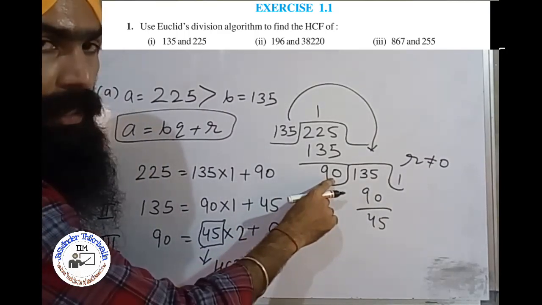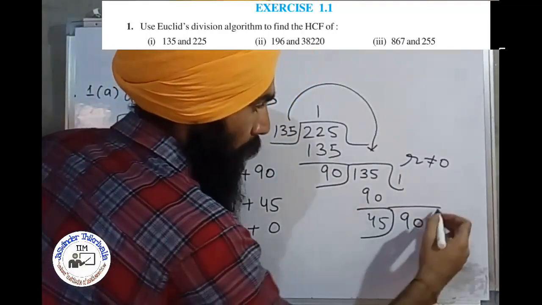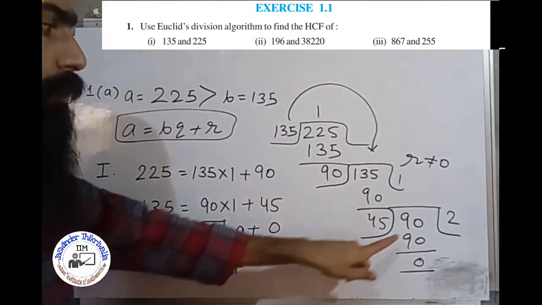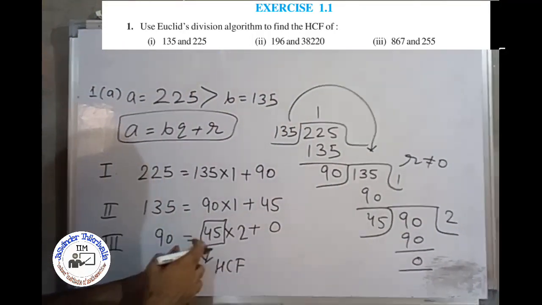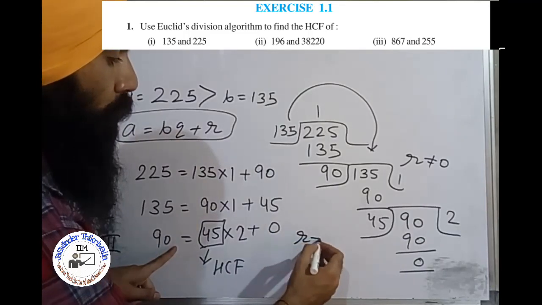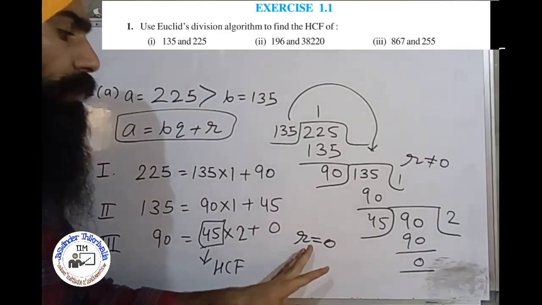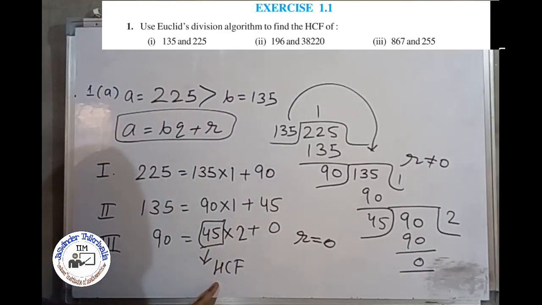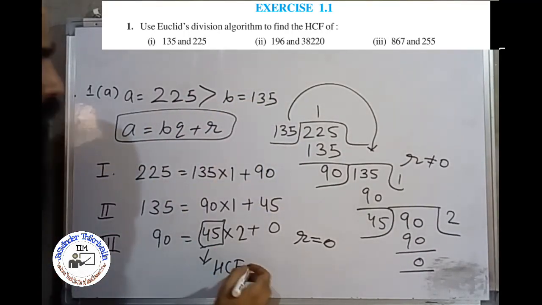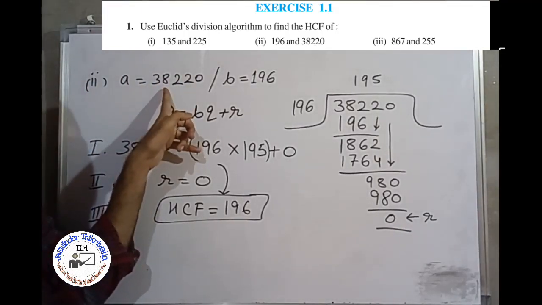The divisor here is 90, the remainder is 45, so we will write it again: 90 divided by 45, 45 twos are 90, so what you will get is remainder 0. So 90 is equal to 45 multiplied by 2 plus 0, and the remainder is 0. When the remainder is 0, we have studied in the division algorithm that the divisor will be our HCF. So what is the HCF of 225 and 135? Their HCF is 45, so that was our A part. Next, in the second part, A is 38,220.